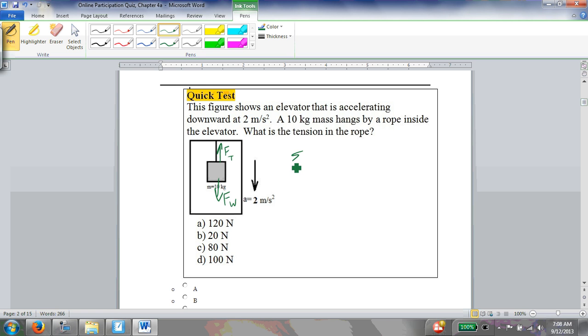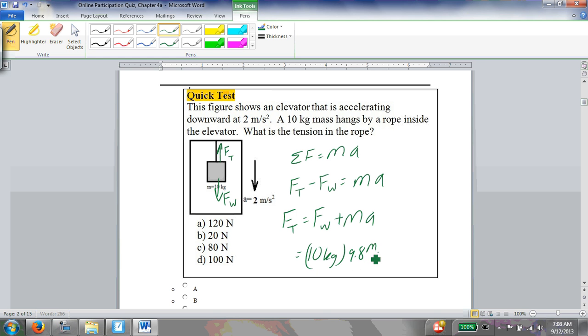And from Newton's second law, I can say that the sum of the forces equals m times a. That is Ft minus Fw equals mass times acceleration. Ft is what I'm looking for. The weight is going to be the mass times 9.8, so that's 10 kilograms times 9.8. And the mass again is 10 kilograms times the acceleration, which is negative 2 meters per second squared.